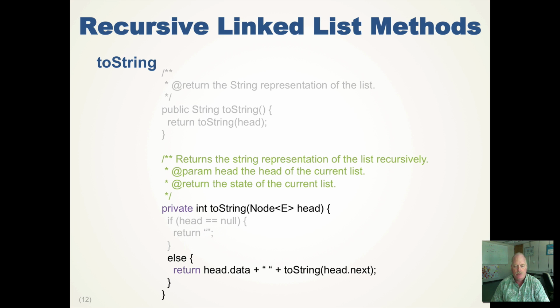In the textbook, they use a \n, a new line. I prefer having my toString on one line instead of vertical. I like it horizontal. I find it easier that way to look at.